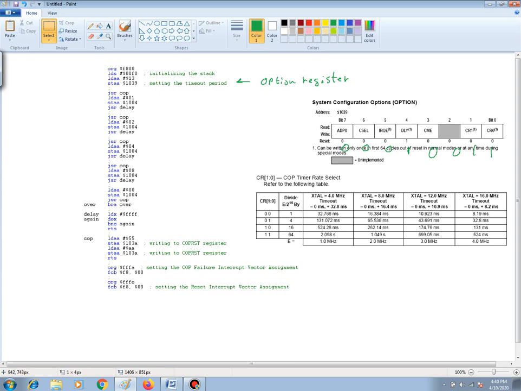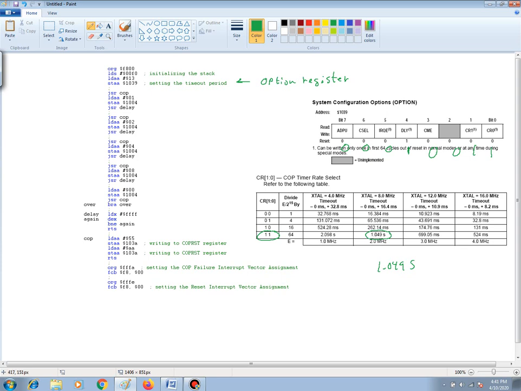And because we have a 1, 1 in the CRs, we're going to be working with this row. And since our CPU has an 8 megahertz crystal, that means that we have an interval of 1.049 seconds. What this means is that we need to write to the Watchdog Timer within that allotted amount of time. If not, it's going to time out and then it's going to cause the CPU to reset.